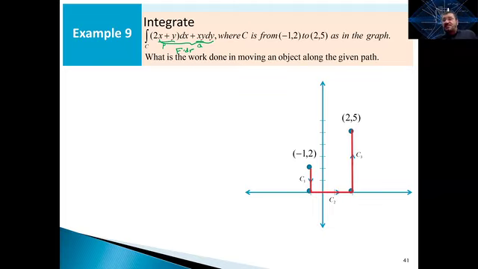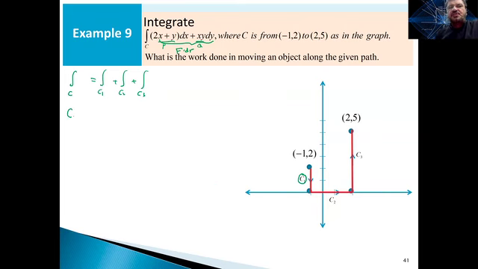Notice that this path is not smooth. So what do we do, guys? We say that the integration along C, and there is no closed sign because this is not a closed curve, of all of this is equal to the integration along C1 plus the integration along C2 plus the integration along C3. So now let's see one by one, guys. Let's look at C1.